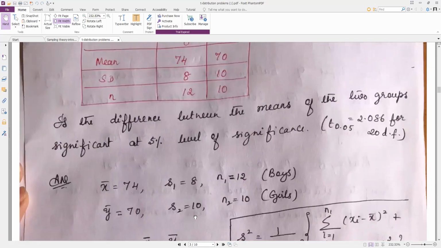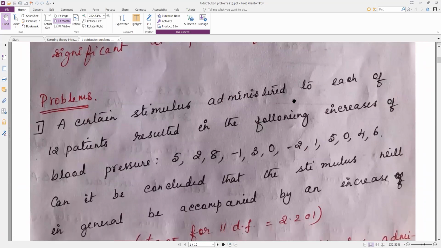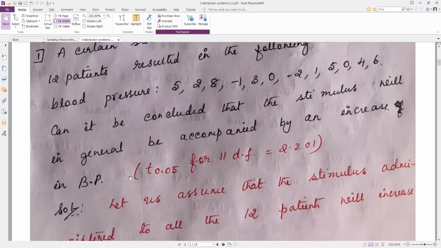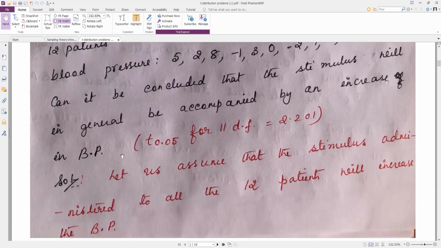Okay, now let me continue with the problems under T distribution. First problem: a certain stimulus administered to each of 12 patients resulted in the following increases of blood pressure. Can it be concluded that the stimulus will, in general, be accompanied by an increase in blood pressure? Here the T distribution value is given for 11 degrees of freedom. See, total 12 patients are there, but the T distribution will always be given for one less, 11 degrees of freedom. So what is the value of that? 2.201. Now let me start the problem.